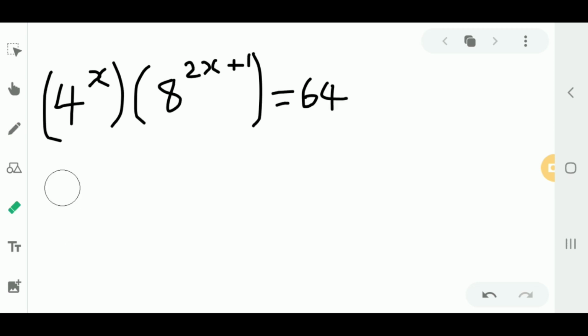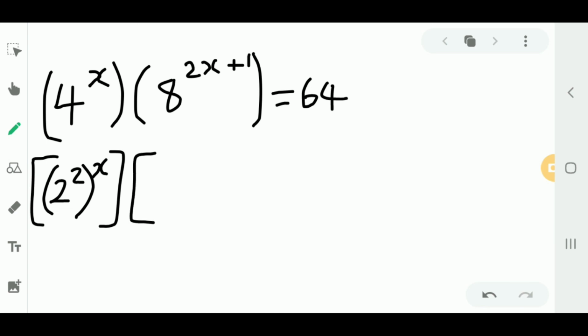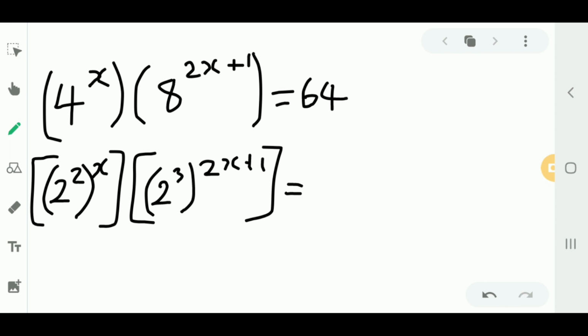Okay, so let's try this question here. So we realize that the lowest base here is 4. However, we cannot write 4 to any power to give us 8. So then we have to think of the lowest base that is common between 4, 8, and 64, which is 2. So 2 squared gives you 4. And then you have the x here on the outside. Then you have 2 cubed for 8, and you have 2x plus 1 on the outside. Then you have 2 to the 6th power gives you 64.